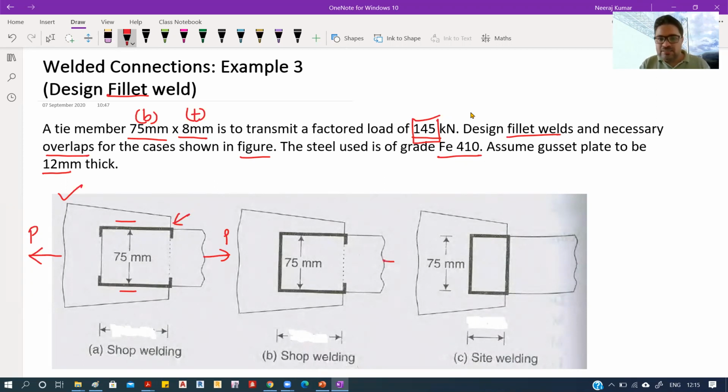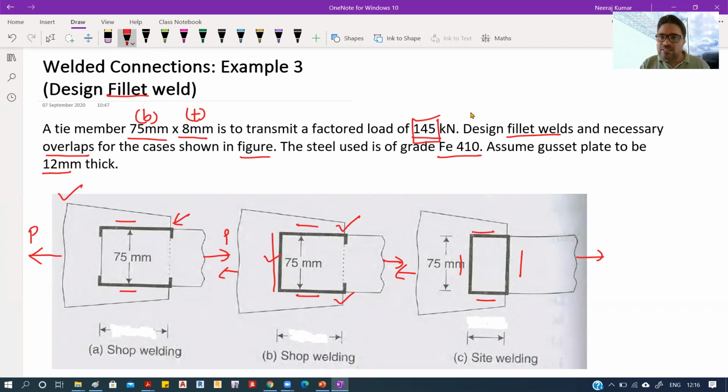In the second case, we are supposed to provide longitudinal weld as well as the transverse weld, when the length of weld is perpendicular to the direction of the force. Then this weld will be transverse, this weld will be longitudinal, and this weld will be longitudinal. Similarly, in the third case, we are supposed to provide the welding on all four sides, this side, this side, this side, and this side. So it means we are supposed to provide longitudinal as well as transverse weld in the third case.